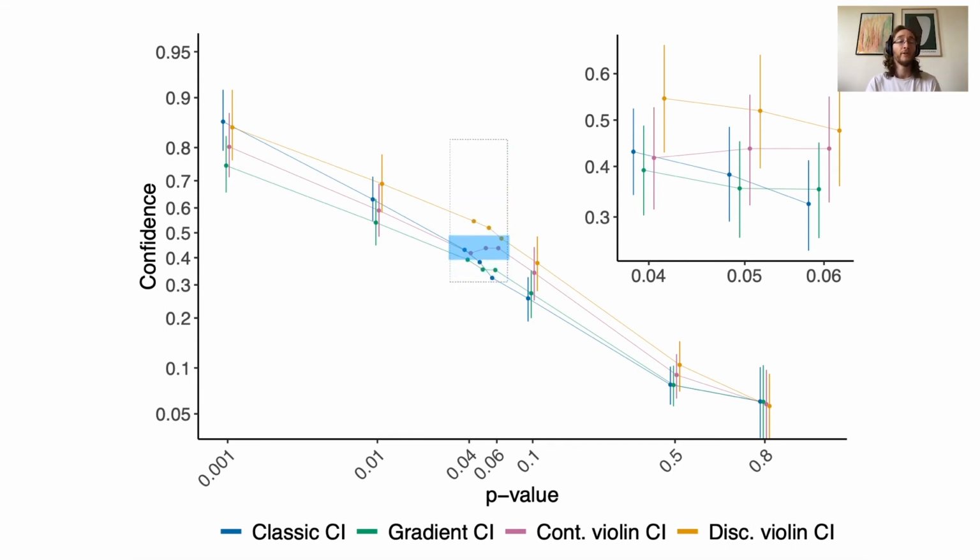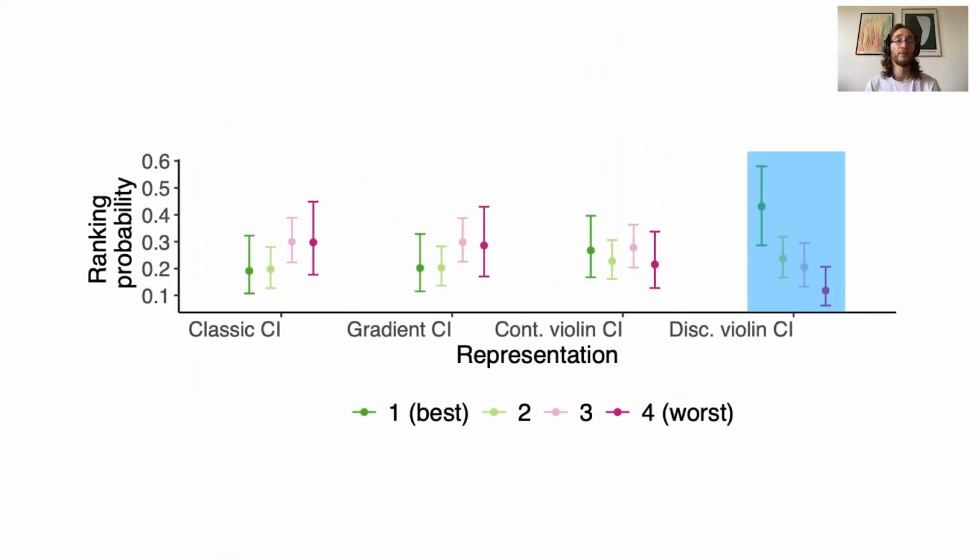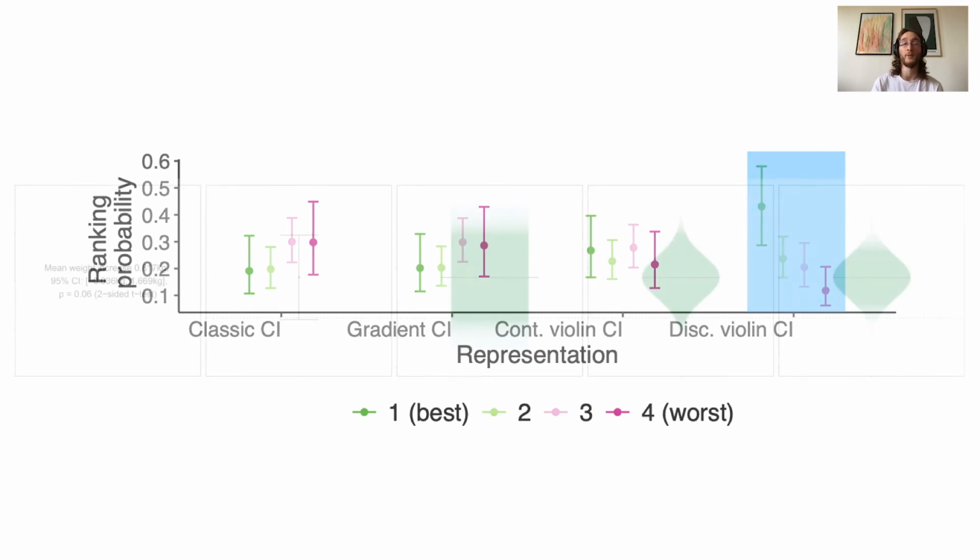The increase of confidence for continuous violin plots we see as the p-value decreases is likely to be an artifact due to our small sample. Still, it should probably not be read as an increase of confidence, but rather as constant confidence. The drop in confidence is again the largest with the classical CI, but also with discrete violin CIs. So gradient CIs and continuous violin CIs seem to be less cliffy overall. In terms of preferences, the discrete violin CI seems to be the one favored by participants.